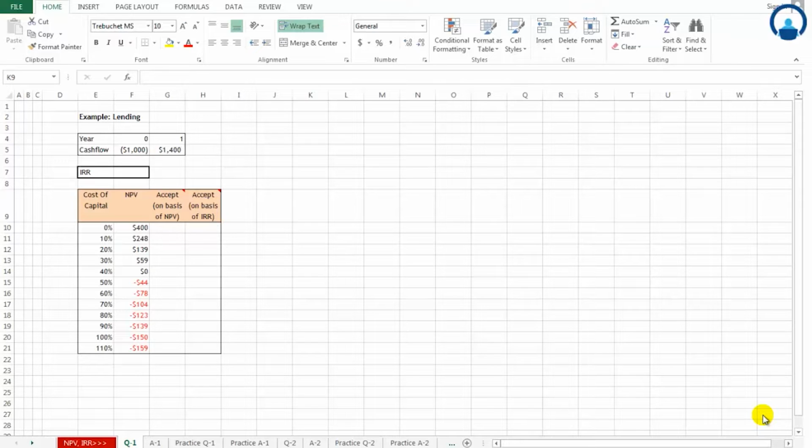Now what if the interval is different? That we'll see later on, but as of now, you need to understand that NPV can be used when the cash flows occur at the same interval.